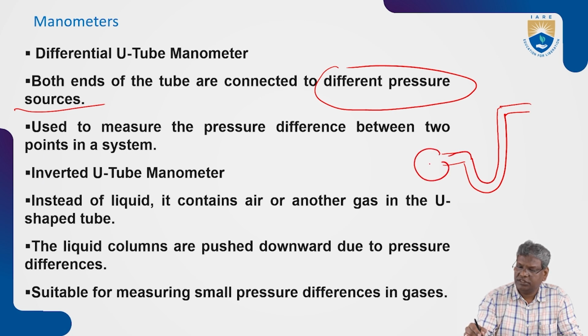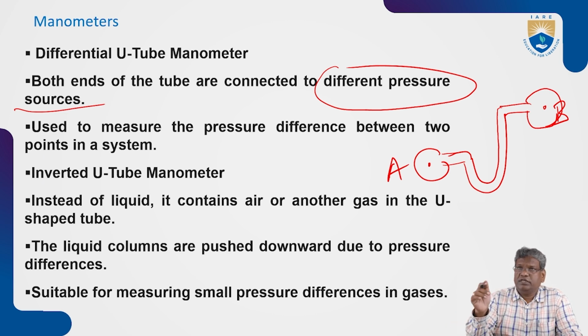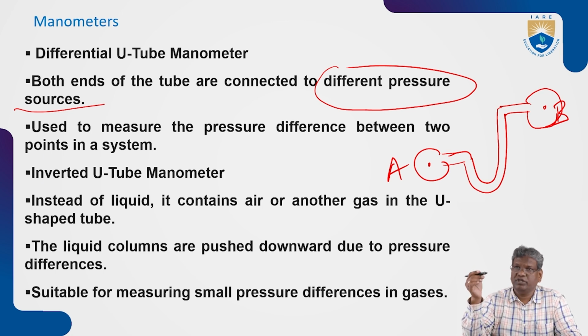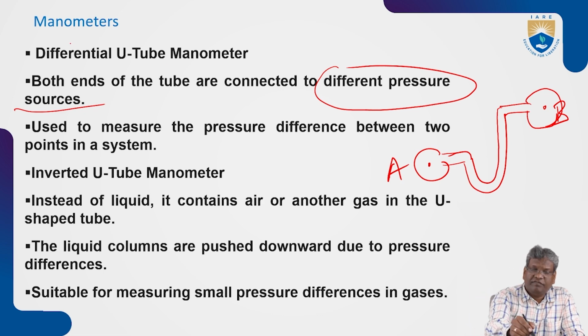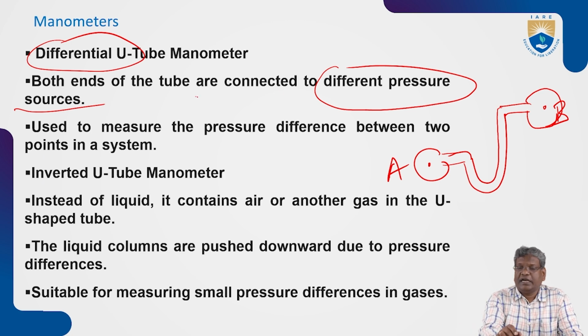So one point is say A, the other point is at B. A simple U-tube manometer is a simple U-tube in which one end is connected to the point where we want to measure the pressure. The other end is open to the atmosphere. Whereas in a differential U-tube manometer, both the ends of the tube are connected to different pressure sources.